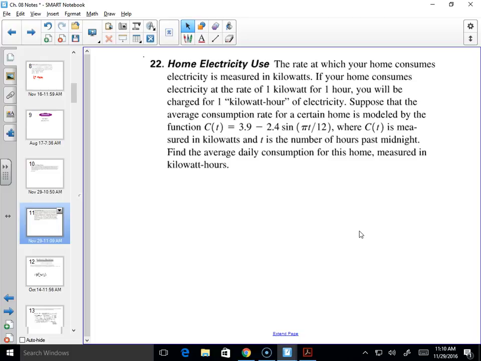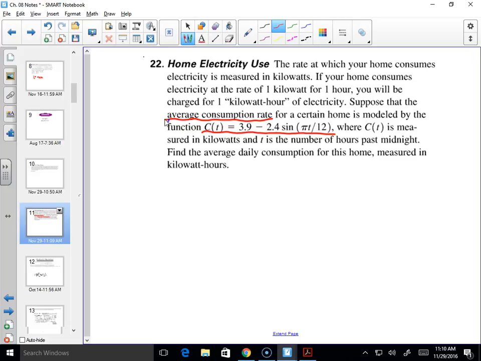Wait, they already gave you average. Sorry, it's not just consumption, it's the average consumption. This is an accumulation function where you're not having to take something and average it yourself. They already gave you the average rate, so they already did the divided by. Well, they didn't do the divided by 24 per se, but that is already considered in the function as given. They've already done the average part. They just want you to go ahead and accumulate.